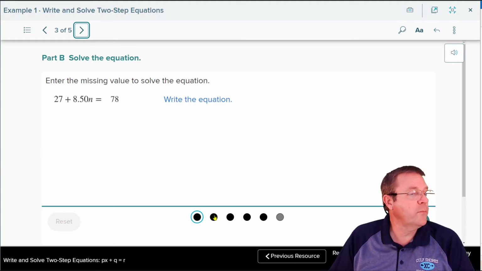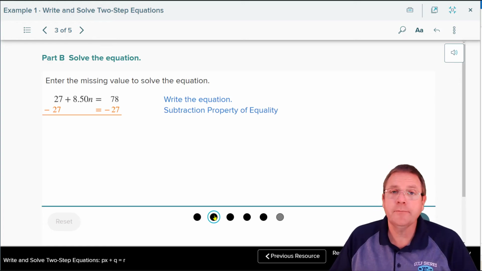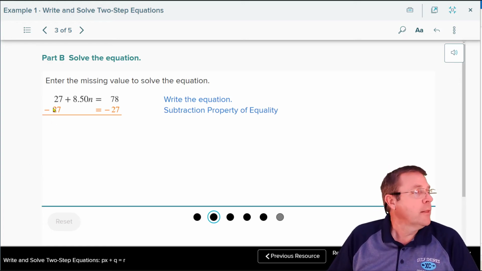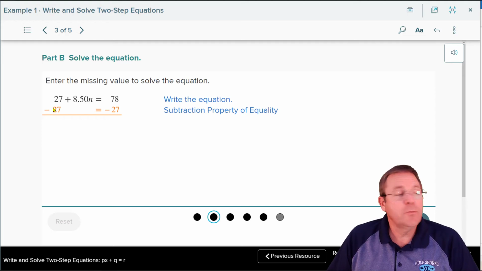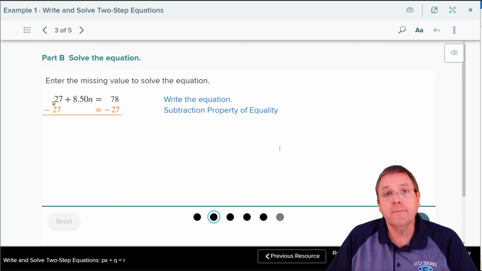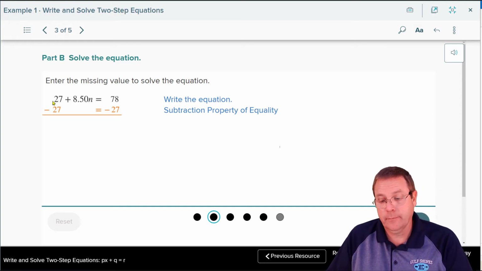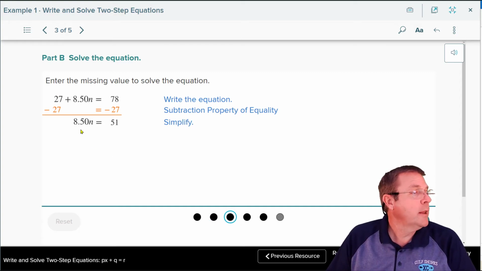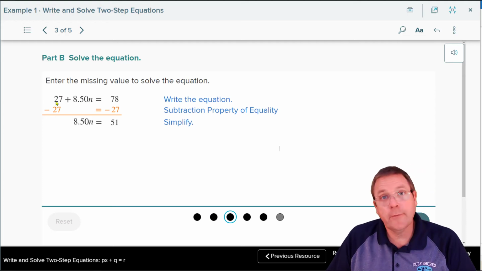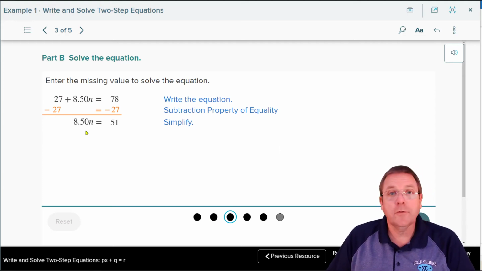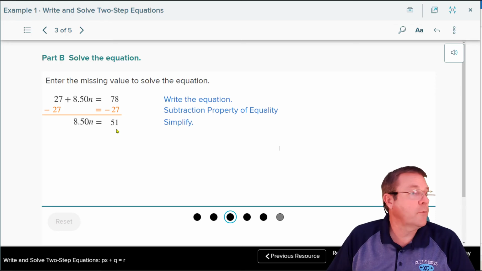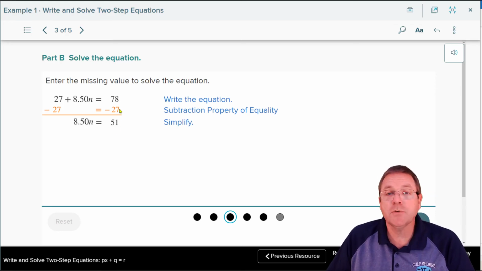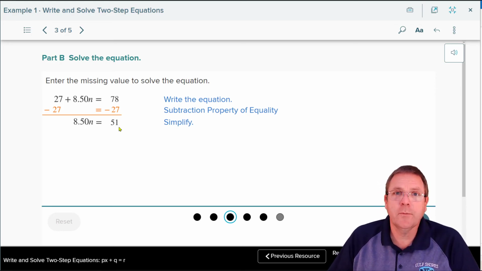So we're going to start off by, what's the final goal of an equation? Isolating the variable. The first thing we undo is addition and subtraction. 27 is adding itself to 8.50n, not because of this plus sign, but because of the invisible plus sign in front of it. These 27s on the left are going to zero each other out, and I'd put a line through that if I were you, leaving you 8.50n on the left, and on the right we're going to have 78 minus 27. That's going to equal 51.